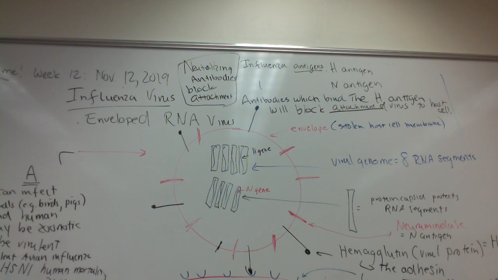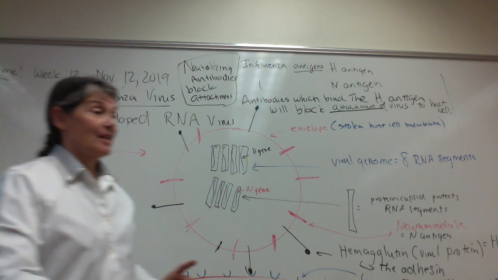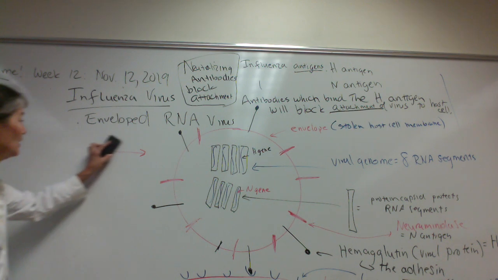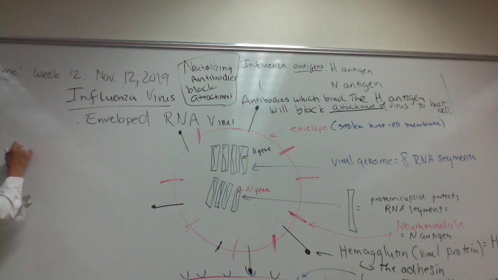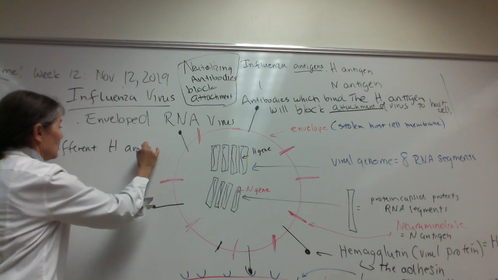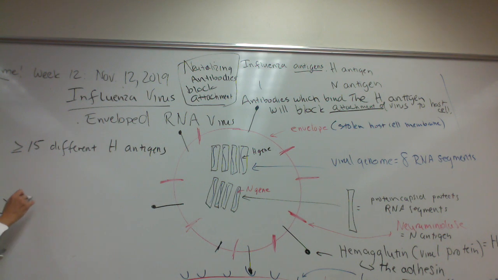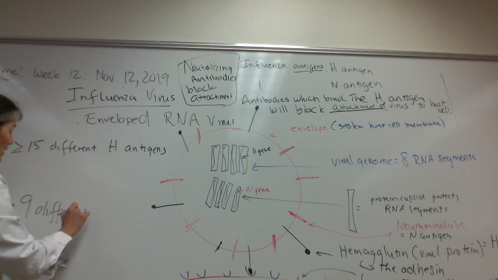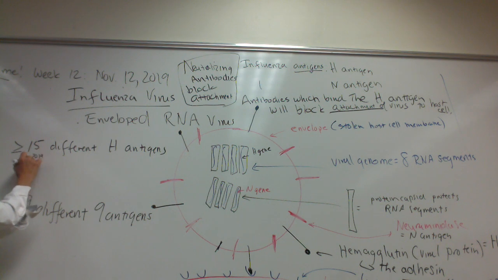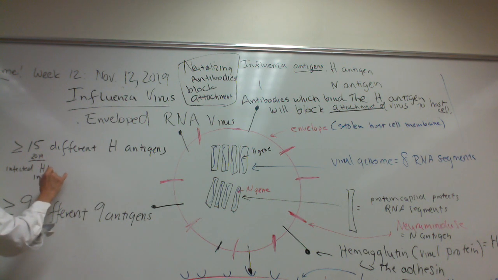Okay? So you're like, well, who cares, right? So this is a problem because, what happens if there's 15 or more different H antigens, and 9 or more different N antigens? Let's just come up with a scenario. Let's say in 2019, you get infected with an H1 influenza virus. So you're going to make antibodies against the H1 adhesin, right? So in theory, you would argue you should be protected from next year getting infected by that same H1.